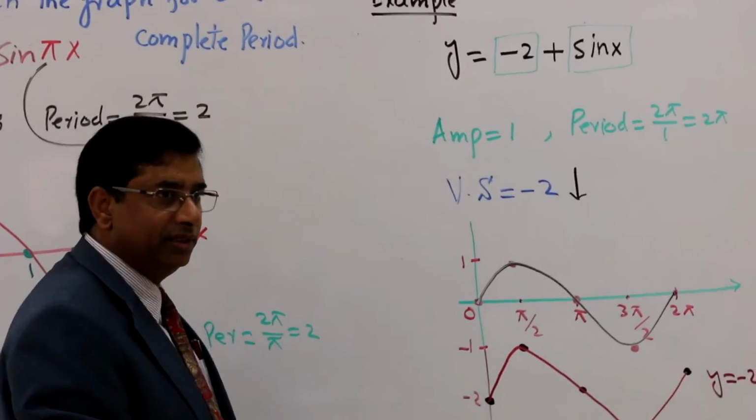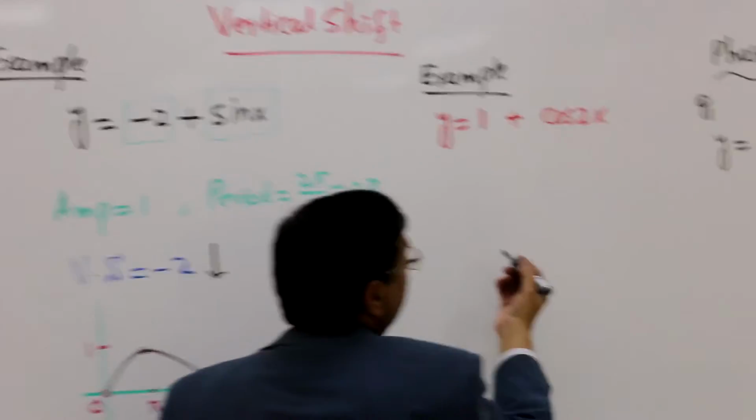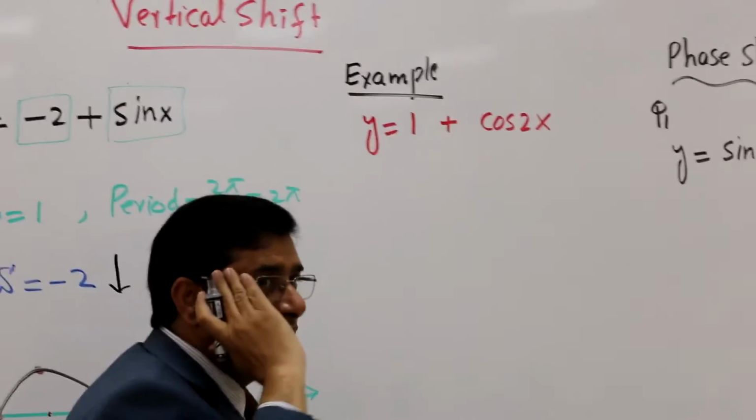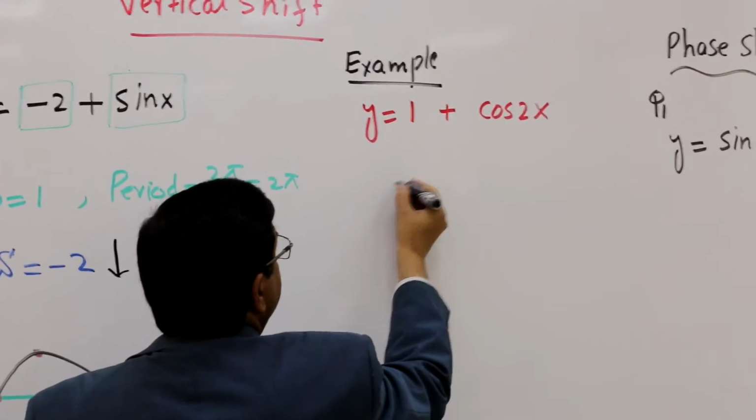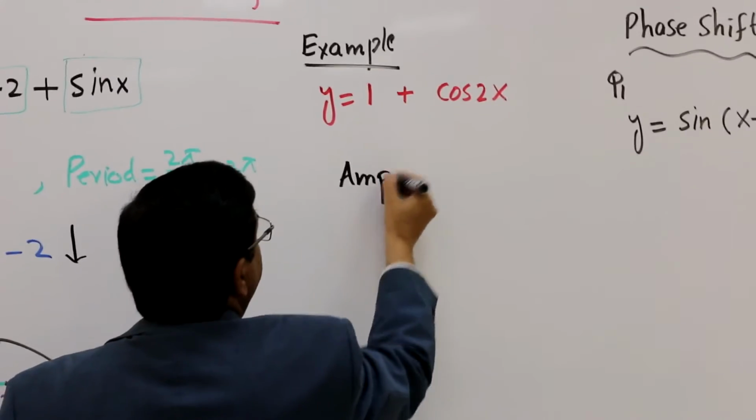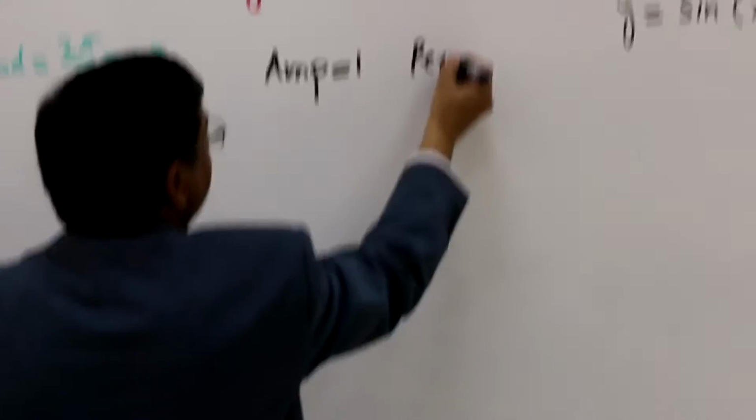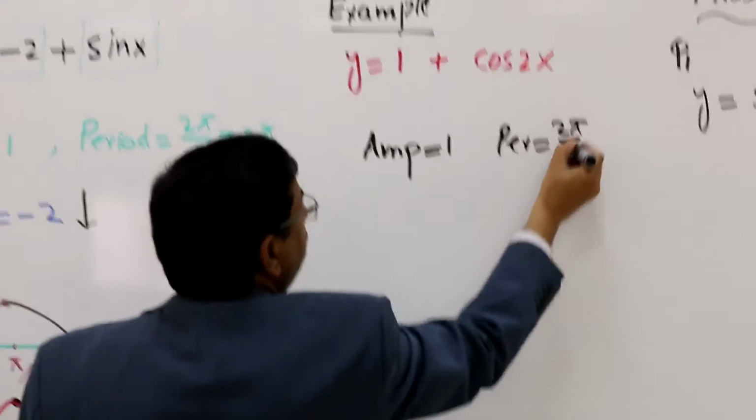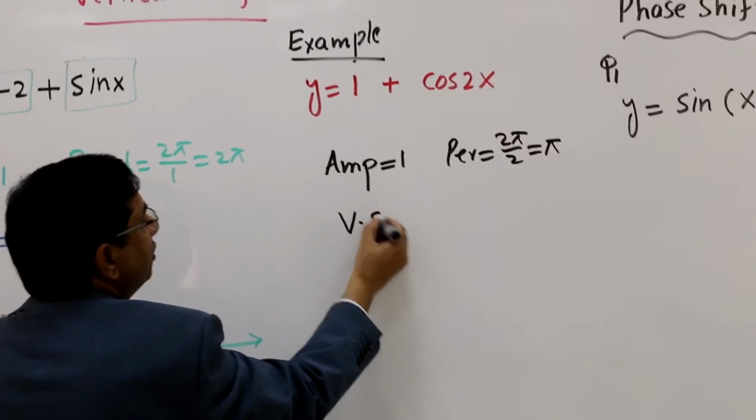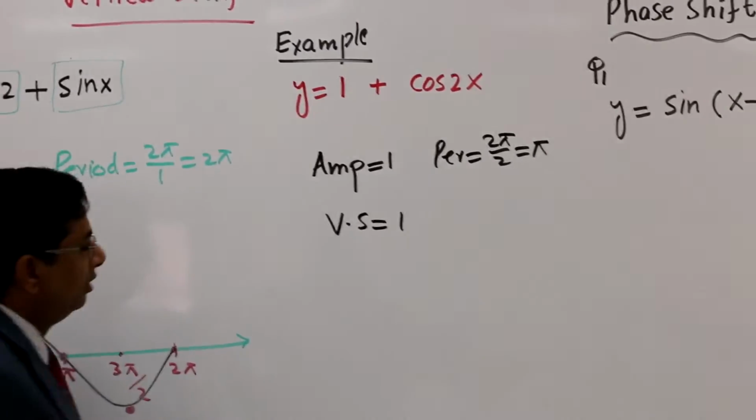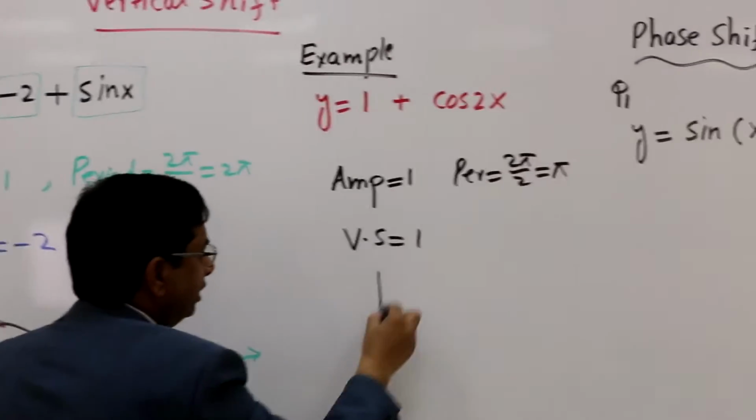Now, let's try another example. In this example, we have a cosine function. So keep in mind the graph of the cosine function this way. Write down its amplitude first. Amplitude from this function, I am writing 1. Period for this one, 2 pi over 2, which is equal to pi. And then there is a vertical shift, which is equal to 1. Same way we can draw this graph.